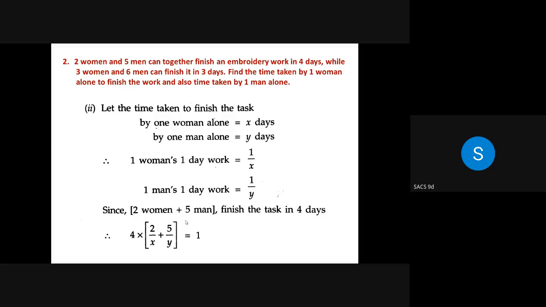So 4 multiplied by this, because this is 1 day's work. So 4 days work will be 4 multiplied by this entire thing, 2 by x plus 5 by y. This is equal to 1. Why 1? Because they are finishing the entire work. So whole is denoted by 1.